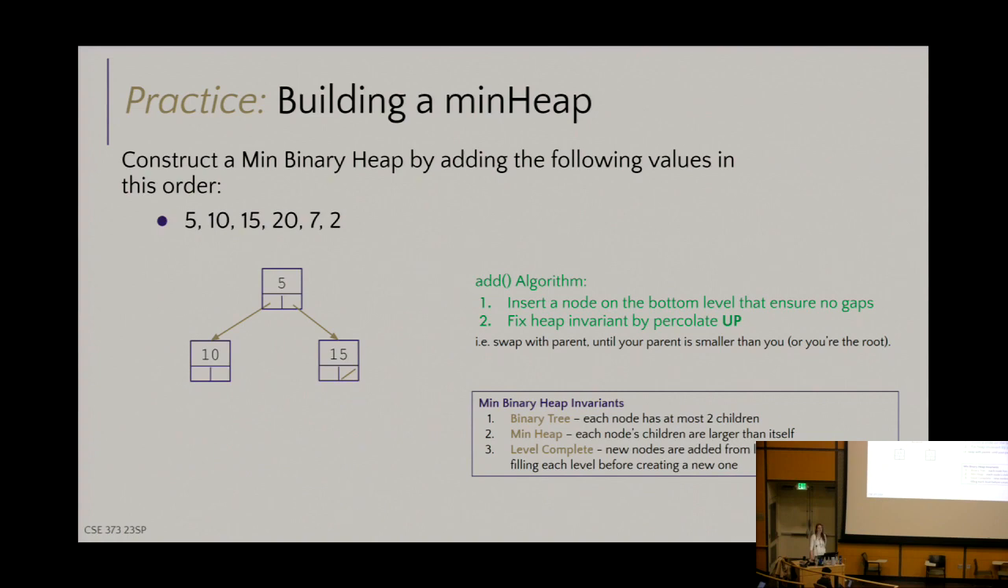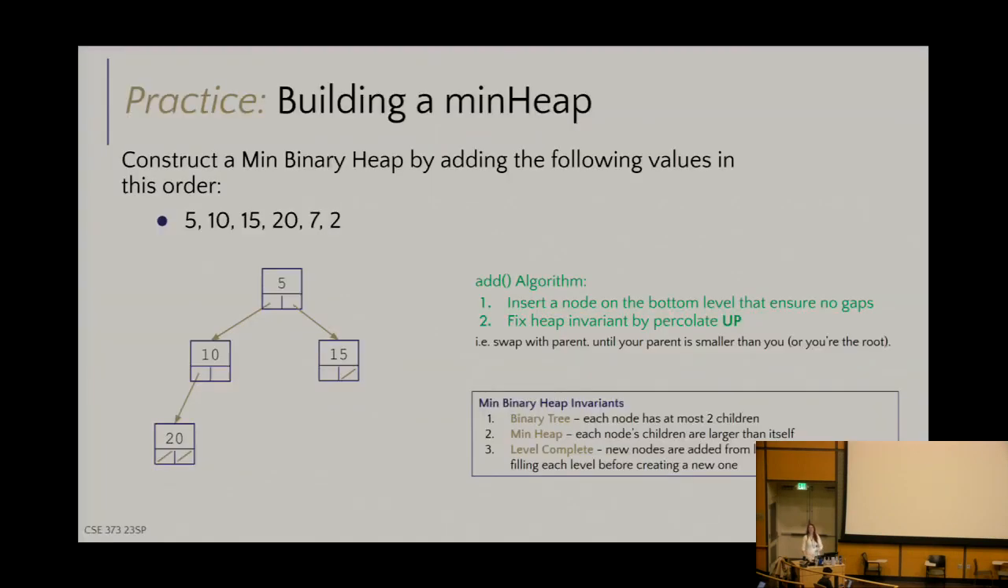Where does the 20 go? To the left. Yeah, to the left of which node? 10, because we've completed that second row. Now we can start to fill up that third row. Now we need to put the 7. Who is going to become the parent of 7? 10. Okay, do I need to do any percolations? Yes. We percolate up. Do I need to do another percolation? No. Sounds good. Okay, now, where does the 2 go?